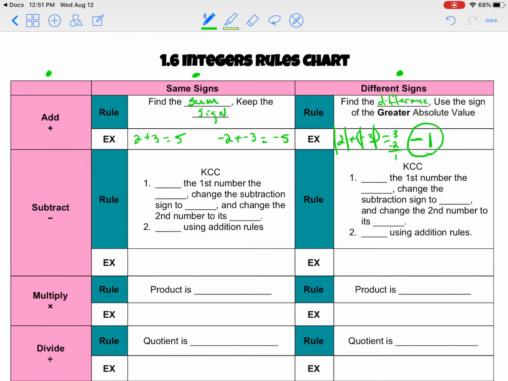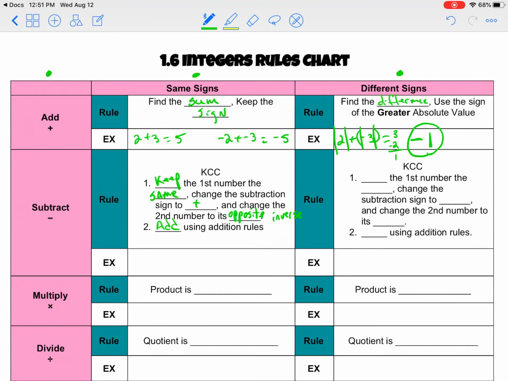Okay, let's look at some subtraction. Subtracting with the same signs. Here are your rules. First, we're going to keep the first number the same. Change the subtraction sign to a positive or a plus sign. And then change the second number to its opposite, or its inverse. And then we're going to add using addition rules.